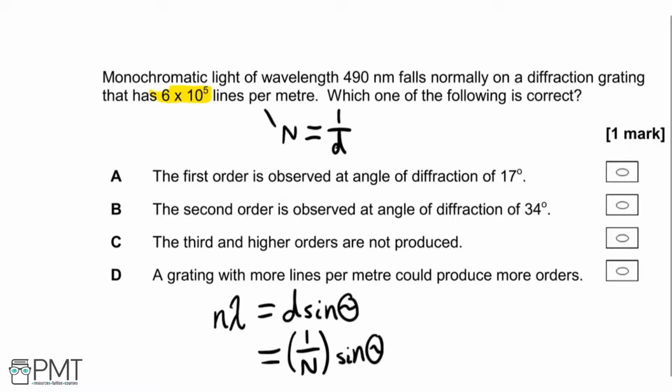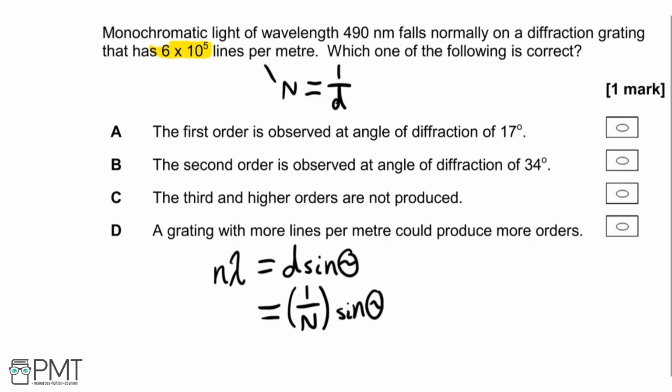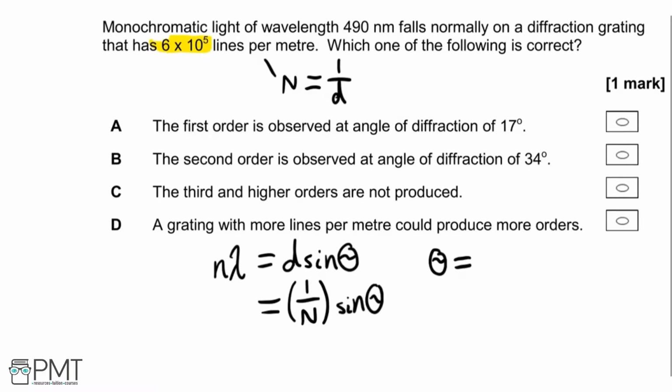So we're interested in the angle of these orders, so we're going to rearrange this equation to make the angle the subject. So what we do now is just input the values that we're given. We've got a wavelength. Bear in mind that we need to convert that into meters from nanometers. We've got the number of lines per meter, and then we're just looking at the different orders, which are the different values of lowercase n.